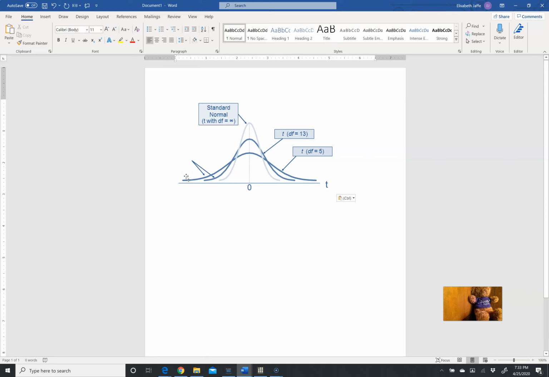So degree of freedom of 5, here's the tail. If you look at the same point on the curve, like over here, the tail for a degree of freedom of 5 is higher than the tail for the degree of freedom of 13. The peak is the opposite. The peak is higher for the degree of freedom of 13, and it's lower for the degree of freedom of 5.